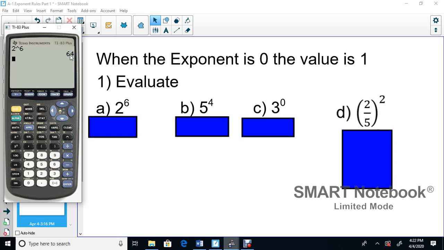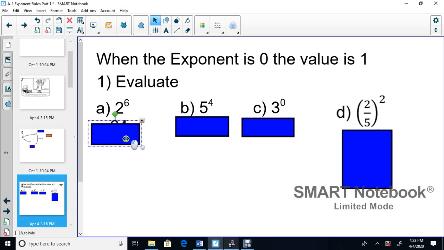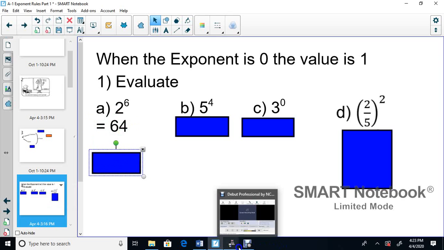It's 64. Alternatively, 2 to the power of 6 means 2 times 2 times 2, there's 3 of them, 4 of them, 5 of them, 6 of them. So you multiply 2 six times, and you get the same answer, 64. So you can either put 2 to the power of 6 and get 64, or multiply 2 six times and get 64. So the first answer is 64.